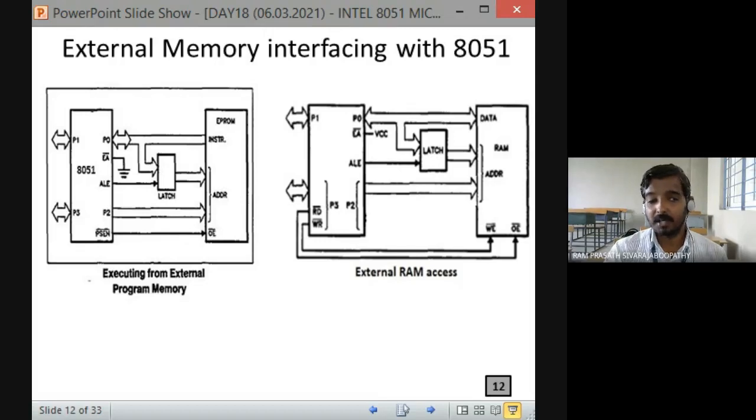Yes, RD bar, WR bar. Whether we have a dedicated pin in 8051 for RD bar and WR bar? Yes or no? No. No, Shivakumar.